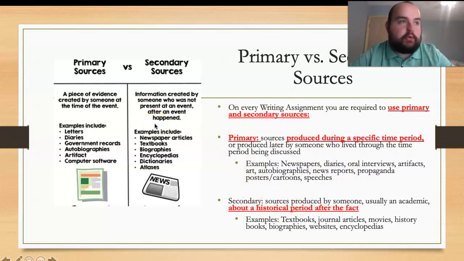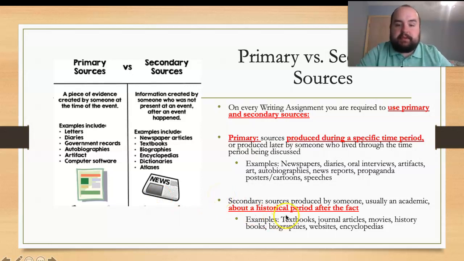Secondary sources are, of course, a bit different. A secondary source is anything that's made by someone, usually an academic. Those are the sources I would focus on, by the way. It was made about a historical period or a historical person after the fact. So it was made by someone later who's trying to interpret the event. They're not just recording what happened that they saw.